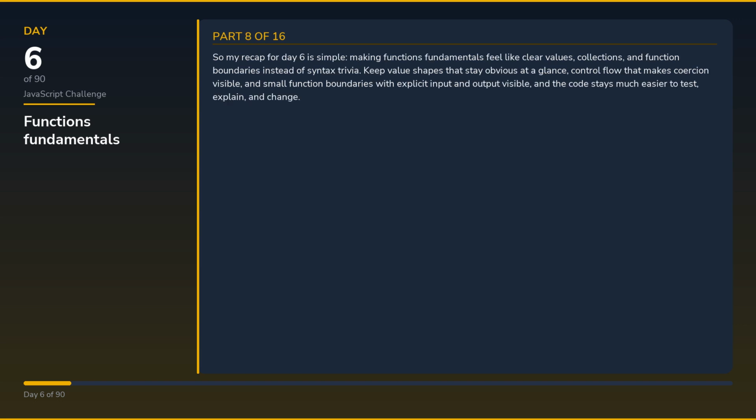So my recap for day 6 is simple: making functions fundamentals feel like clear values, collections, and function boundaries instead of syntax trivia. Keep value shapes that stay obvious at a glance, control flow that makes coercion visible, and small function boundaries with explicit input and output visible, and the code stays much easier to test, explain, and change.